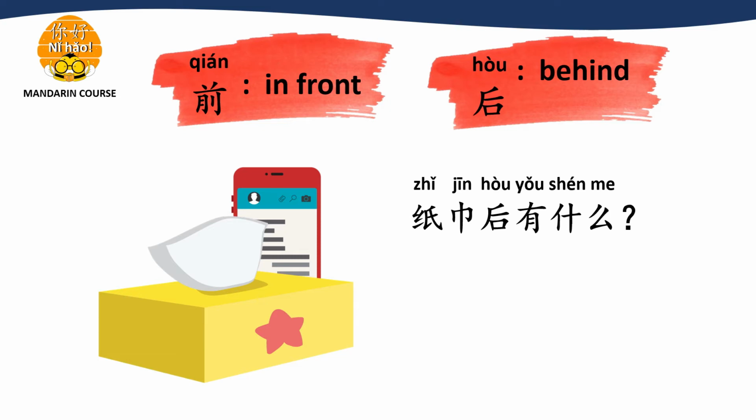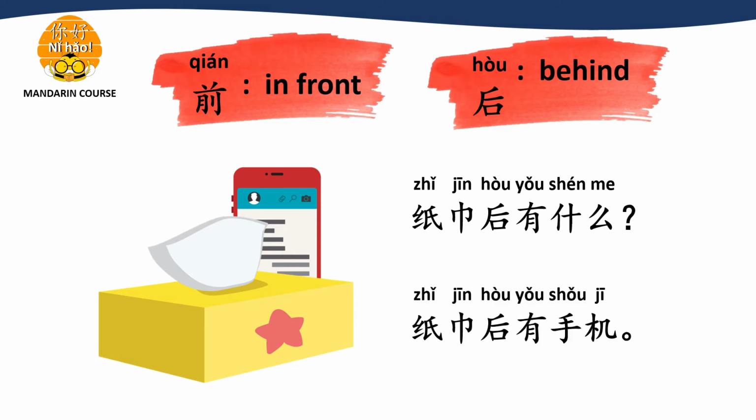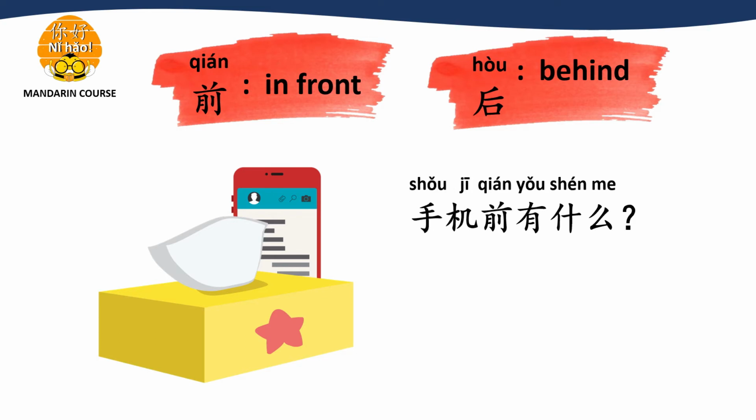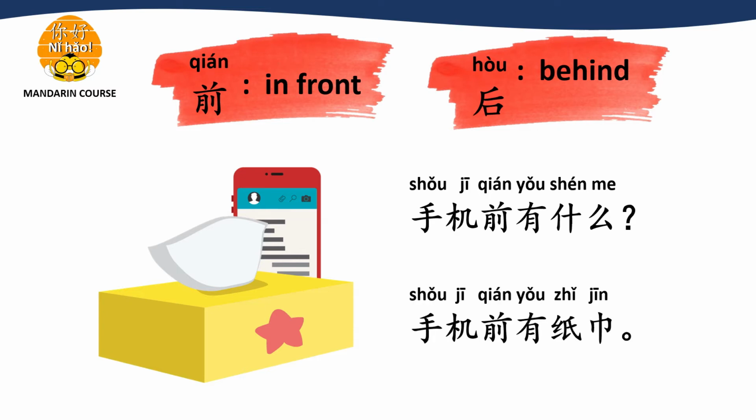纸巾后有什么? What is behind the tissue? 纸巾后有手机. There is a handphone behind the tissue. 手机前有什么? What is in front of the handphone? 手机前有纸巾. There is tissue in front of the handphone.